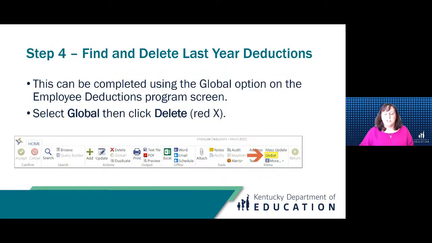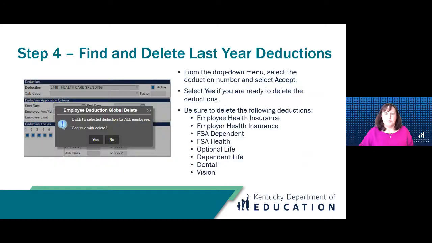So in the employee deductions program, you would select the global button and then select delete, the big red X, and a screen will pop up. At that point, you can choose your deduction from a drop-down box and accept, and select yes when you're ready to delete the deductions. It's a really easy, quick process. So once you're done, the employees would not have any of those deductions from 2021 remaining. So we'll get rid of all those before proceeding to the next step.